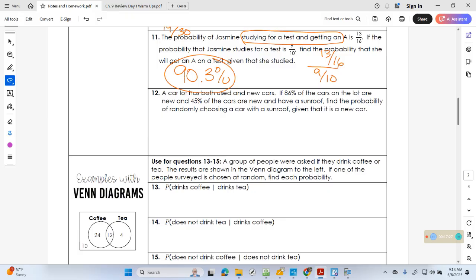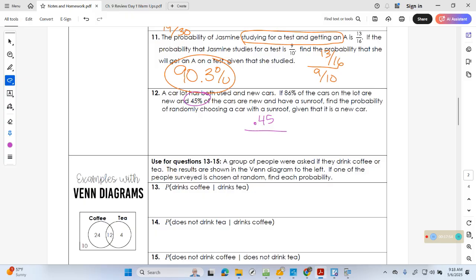So I need the combo percent first. What percent are new and have sunroofs? 45%. Now, you all have graphing calculators, most of you. You don't have a percent key on there, so you're going to have to put that as a decimal. What's 45% as a decimal? So I'm going to do 0.45 on the top. So we don't have a fraction, which is okay, because we know we can give these as decimals and percents.